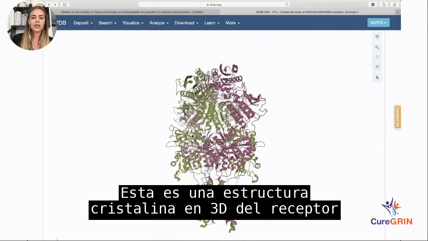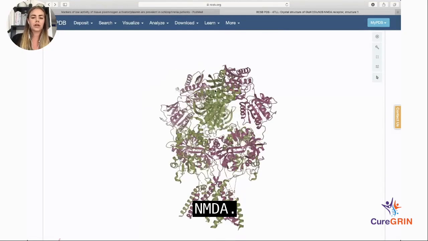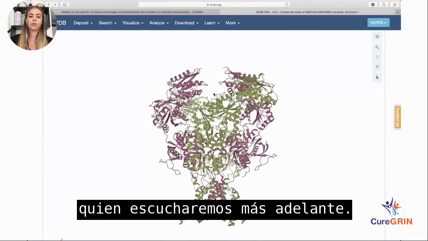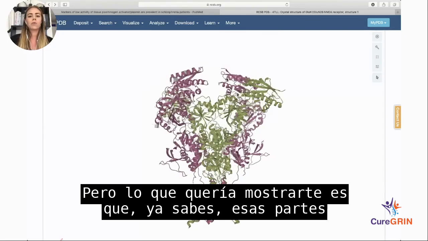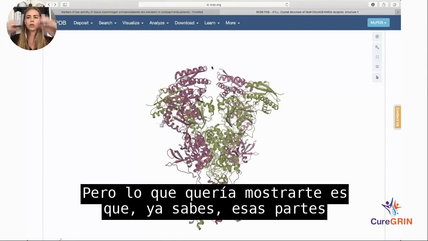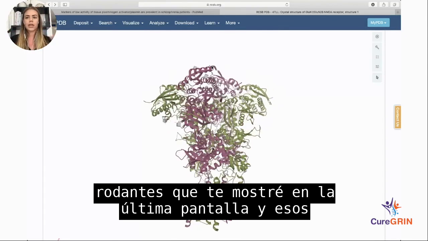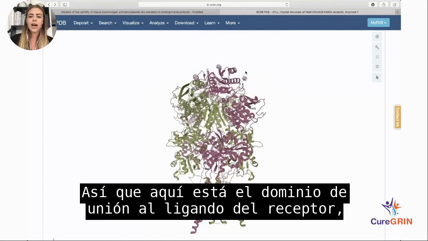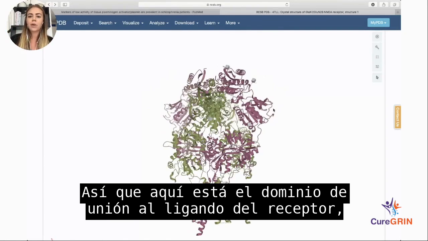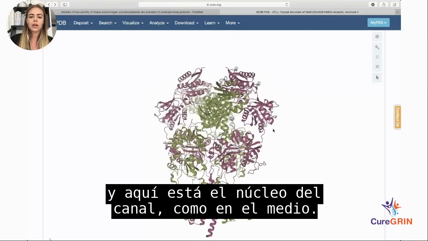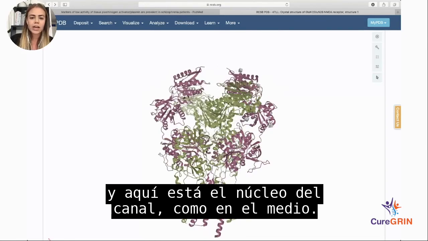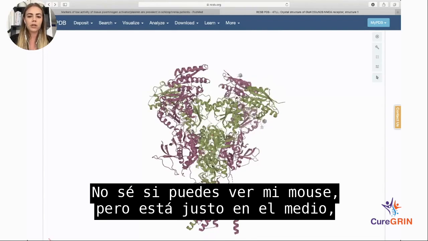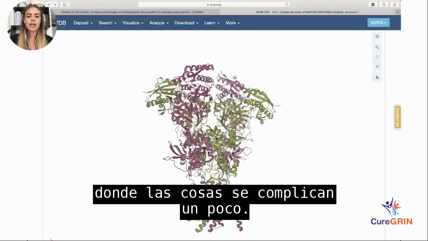This is a 3D crystal structure of the NMDA receptor that was first done by Dr. Furukawa, who we'll hear from later. But what I wanted to show you is that those rolling parts that I showed you on the last screen and those pull apart mechanisms, they're still kind of visible here. So here's the ligand binding domain of the receptor, and here's the channel pore kind of in the very middle there. I don't know if you can see my mouse, but it's right in the middle there where things kind of get messy.